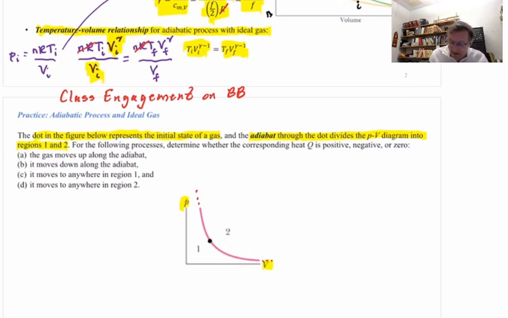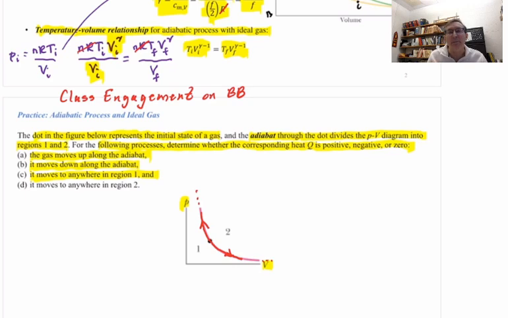For each of these processes, you are to determine and state whether the corresponding heat transfer, Q, is a positive number, a negative number, or 0. First case, the gas moves up along the adiabat, up that way. Second case, it moves down along the adiabat from the starting point, that way. That's case B. Case C, it moves to anywhere in region 1.